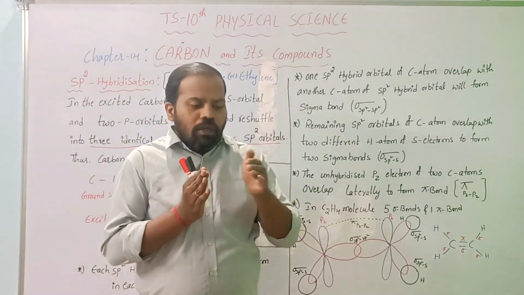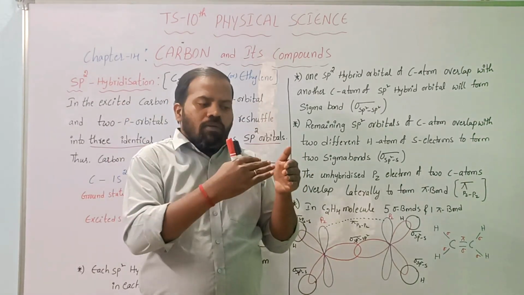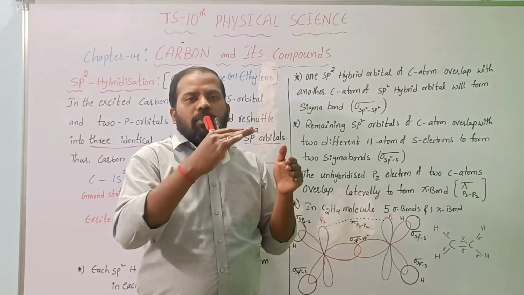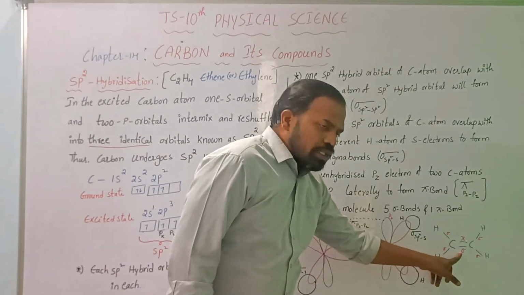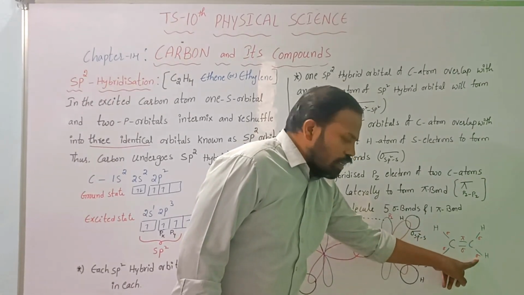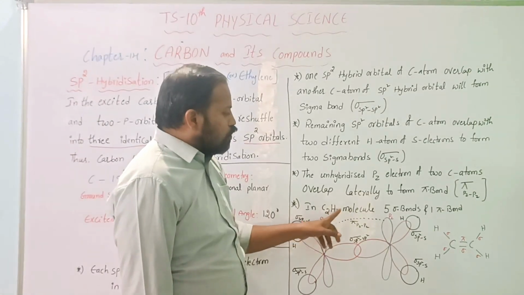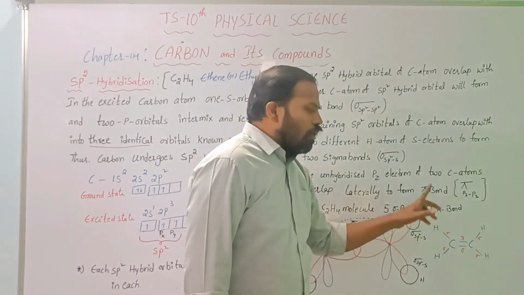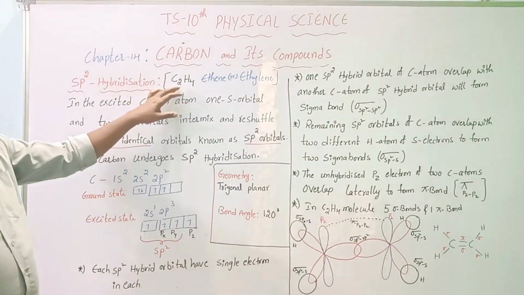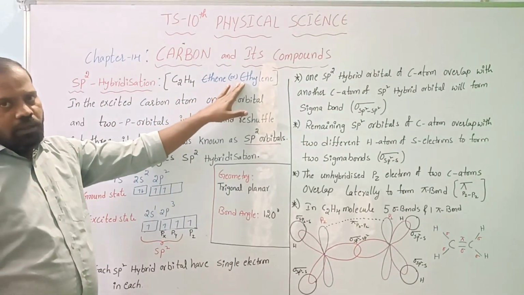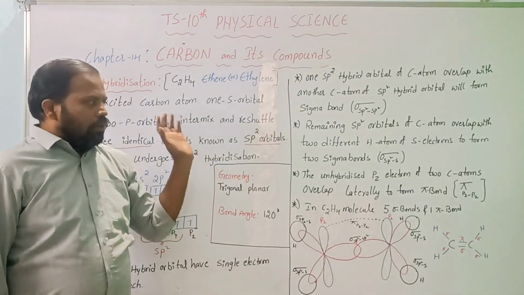So the carbon shows 1 sigma bond with the other carbon, 2 sigma bonds with the 2 hydrogens, and 1 pi bond. Total how many bonds here? 1 sigma, 2, 3, plus 1 pi. Similarly, the other carbon also has a total of 3 sigma bonds, with the extra 2 sigma bonds to its hydrogens. Total how many sigma bonds here? 5 sigma bonds plus 1 pi bond. So I wrote here the C2H4 molecule: 5 sigma bonds and 1 pi bond are formed. This is the sp2 hybridization of an ethene molecule, or ethylene molecule. In examinations, if they ask you to explain sp2 hybridization, you can write the same scenario.